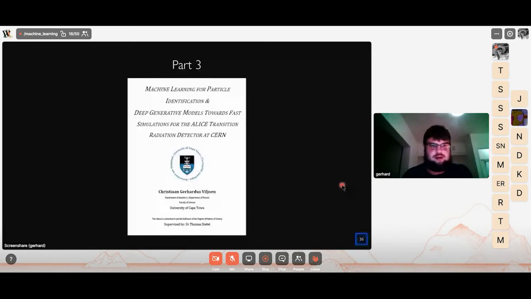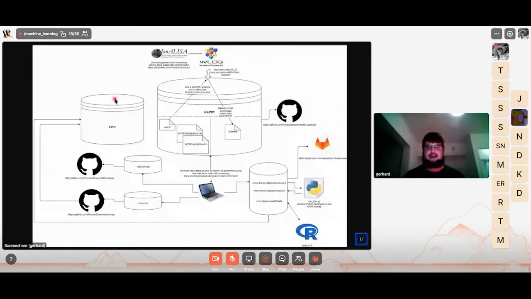Cool. So that's enough physics. So I'll get into what I did for my thesis. This is basically just the data extraction process.